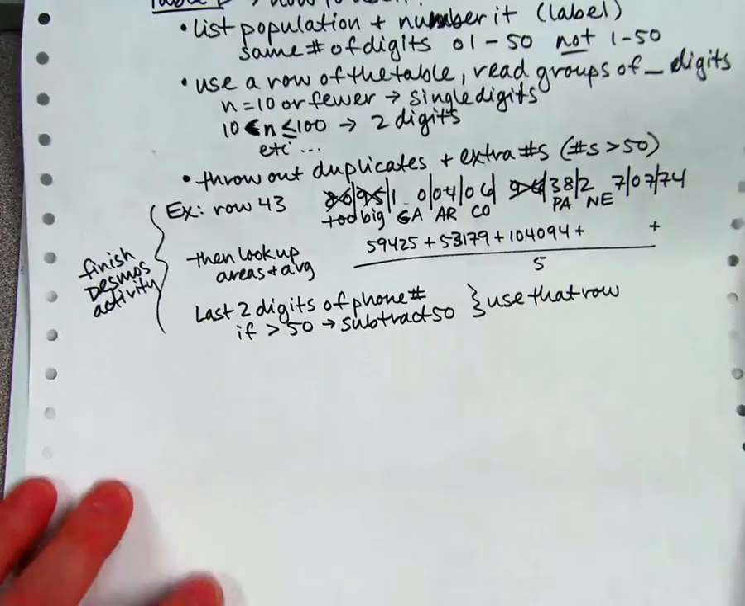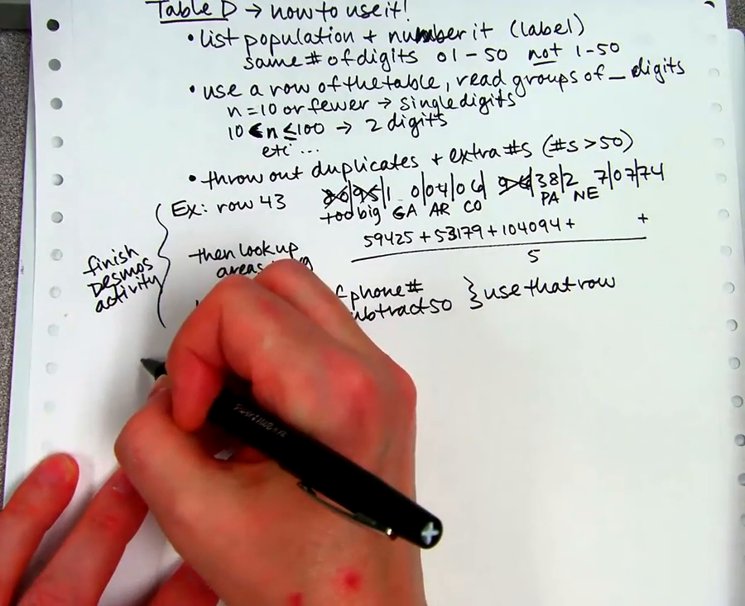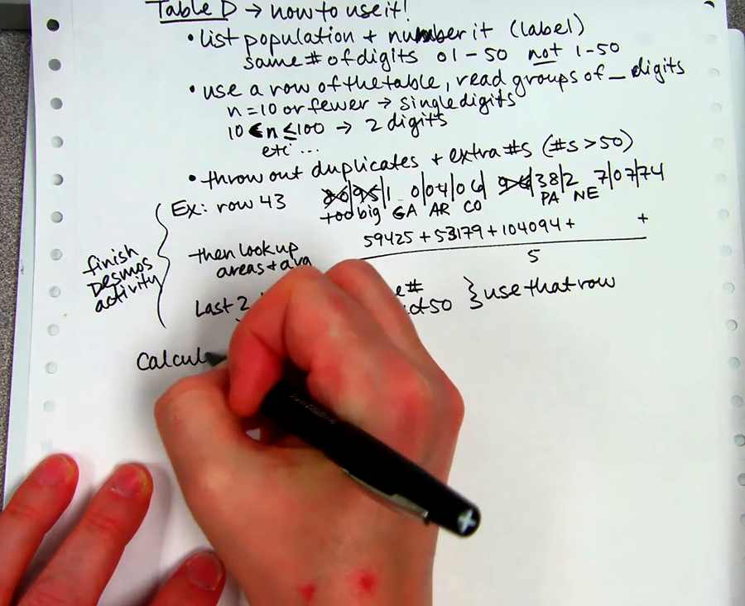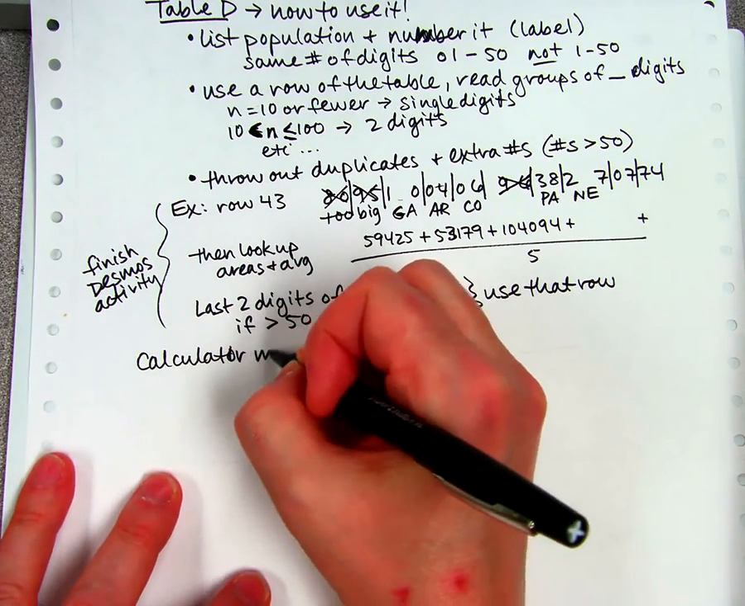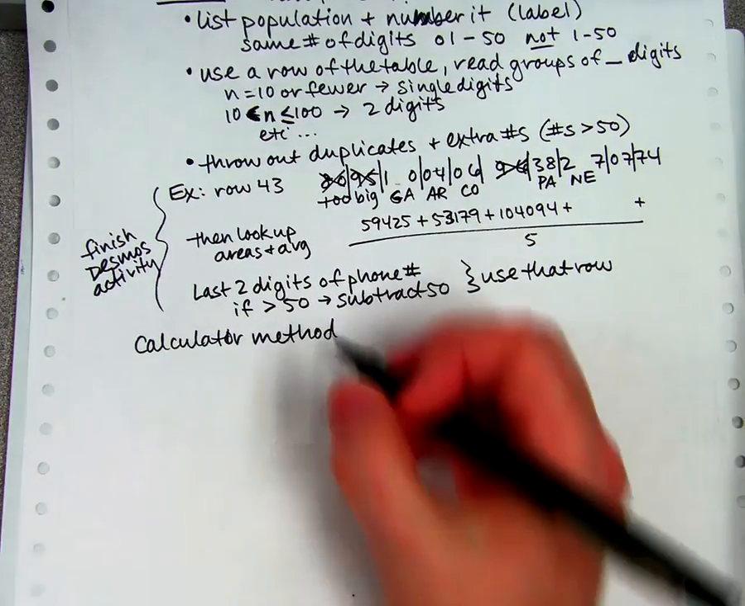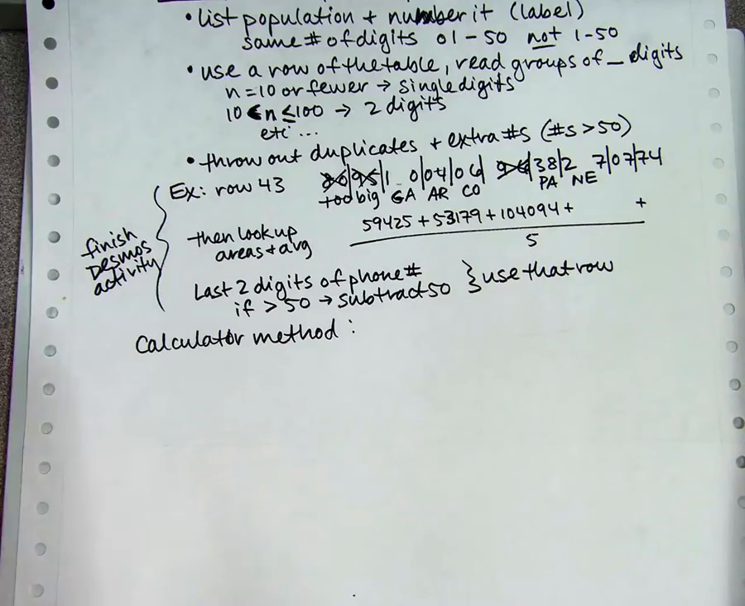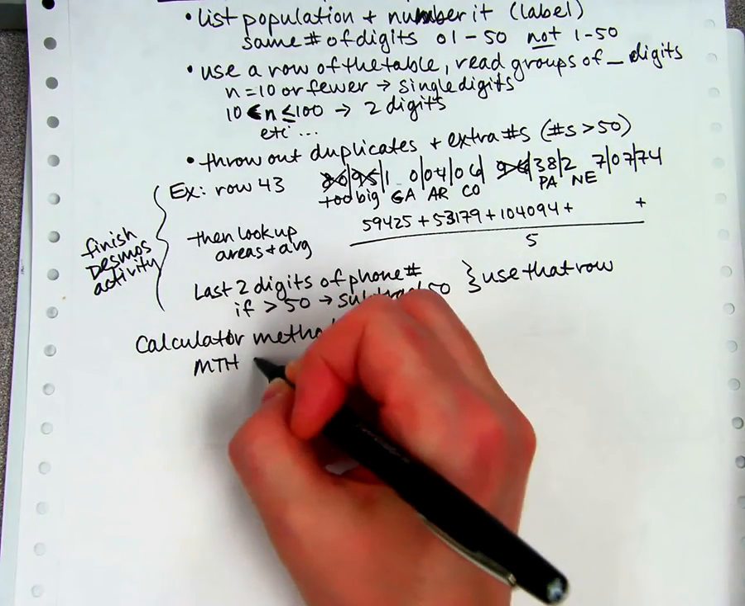But before you get there, I'm going to do one more thing in the notes, and that is to tell you how to do the calculator method, because sometimes that's better than the table. Some people like it better. There are a lot of online random number generators also, but I want to show you how to use your calculator as a random number generator. It's in the math menu and then probability.